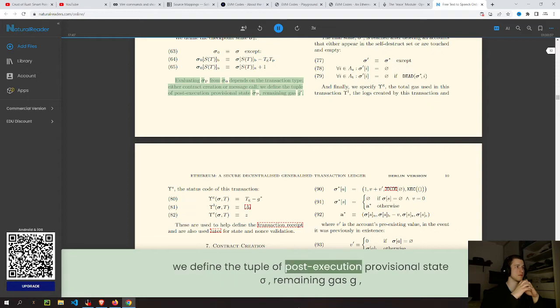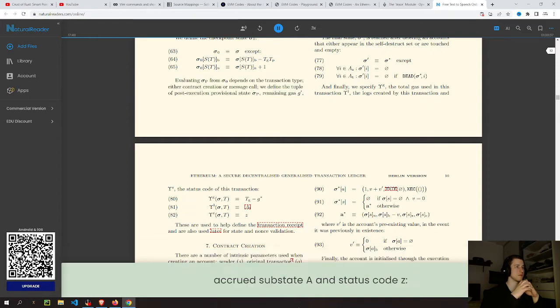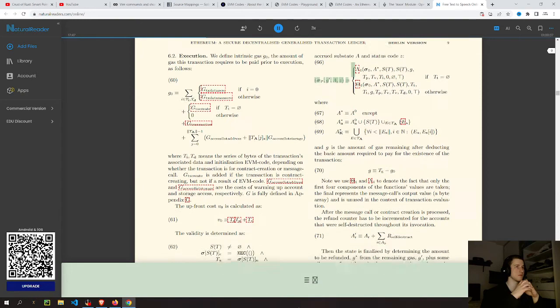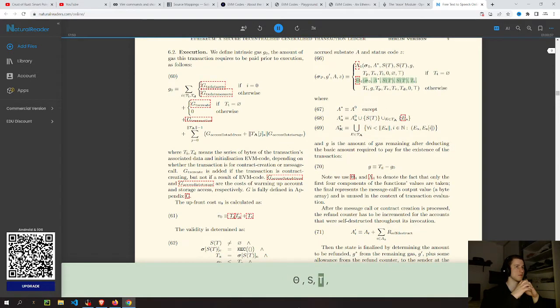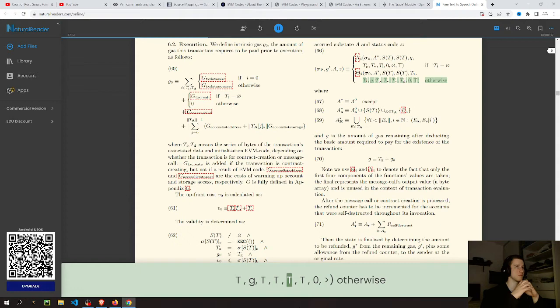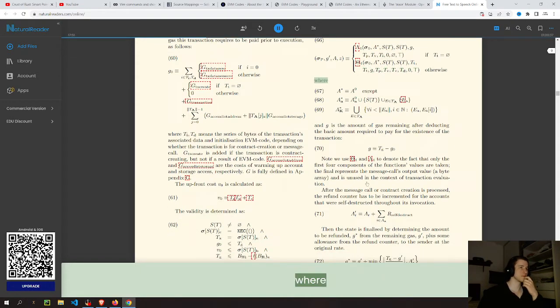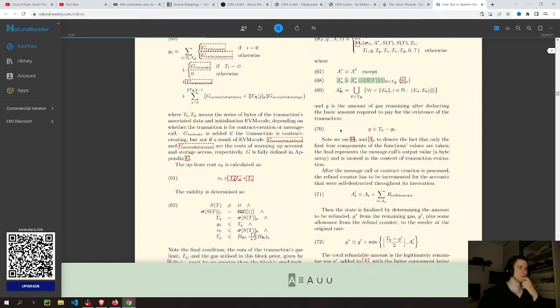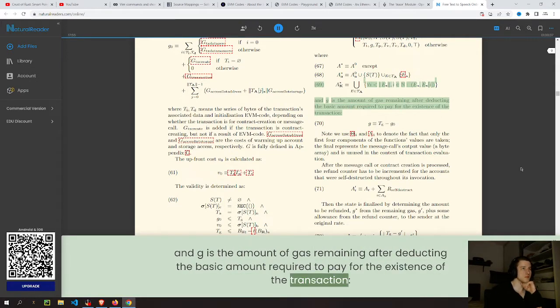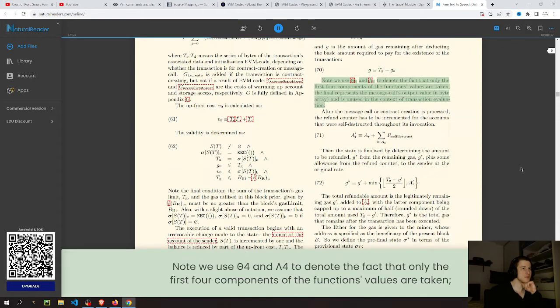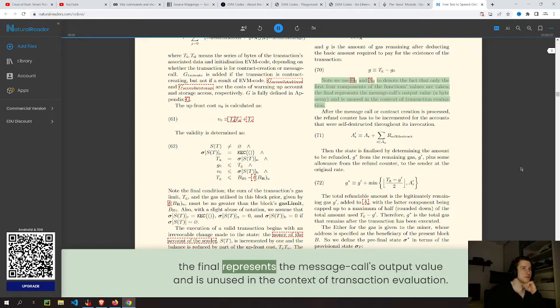We define the tuple of post-execution provisional state σ_P, remaining gas g', accrued substate A and status code z. Λ4(σ0, S(T), g, ...) if T_t = ∅, and Θ4(σ0, S(T), T_t, ...) otherwise. Where g is the amount of gas remaining after deducting the basic amount required to pay for the existence of the transaction: g ≡ T_g − g0. Note we use Θ4 and Λ4 to denote the fact that only the first 4 components of the function's values are taken. The final component represents the message call's output value and is unused in the context of transaction evaluation.